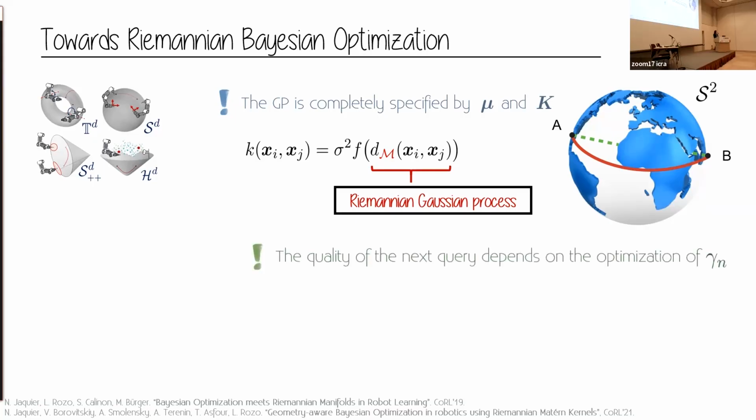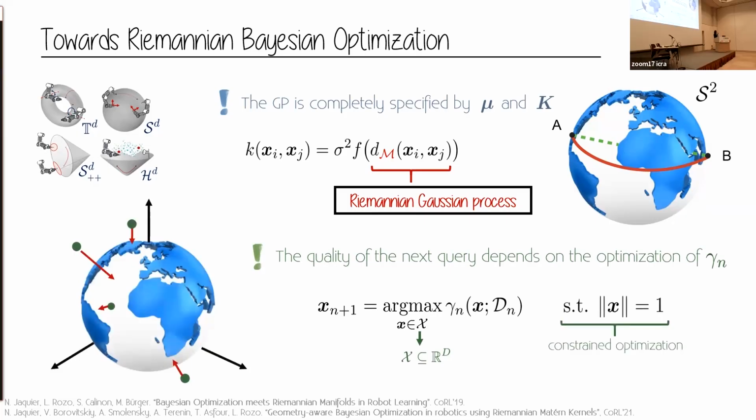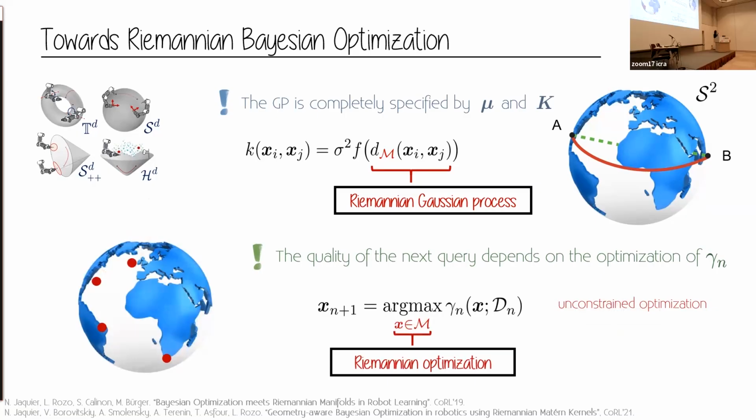The second point is that the quality of the next query point depends on the optimization of the acquisition function. And as I just explained to you, instead of using a constrained optimization, we better use a Riemannian optimization, which is unconstrained and behaves with better properties. Okay, so I will now explain how we do the first step. I think the second step you already got a quite good idea, and then I will show you a couple of results to show you how useful it is to actually consider the geometry of your data when you do that kind of optimization.